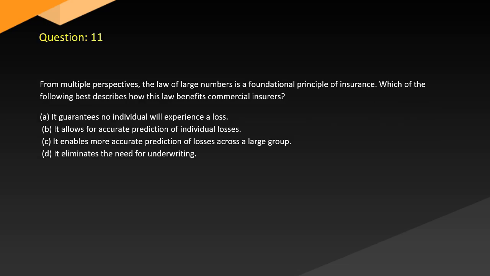Question 11. From multiple perspectives, the law of large numbers is a foundational principle of insurance. Which of the following best describes how this law benefits commercial insurers? A. It guarantees no individual will experience a loss. B. It allows for accurate prediction of individual losses. C. It enables more accurate prediction of losses across a large group. D. It eliminates the need for underwriting.